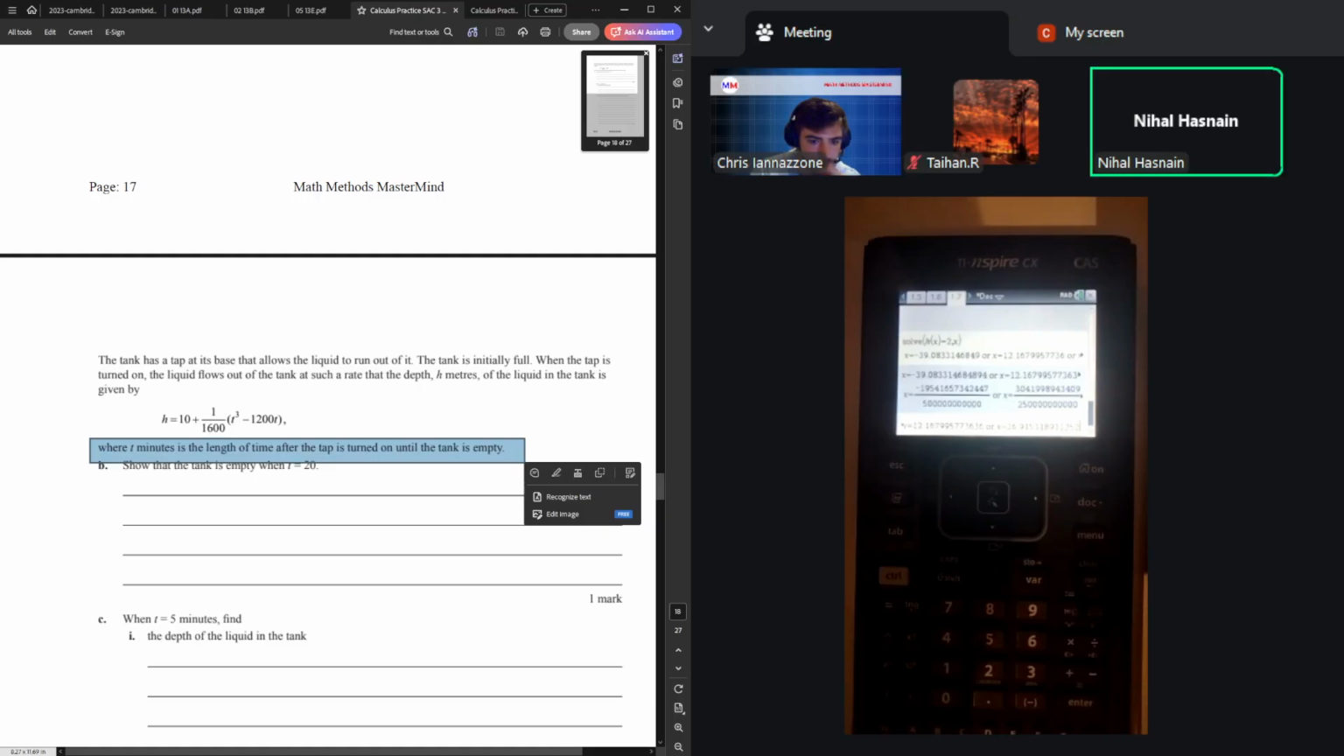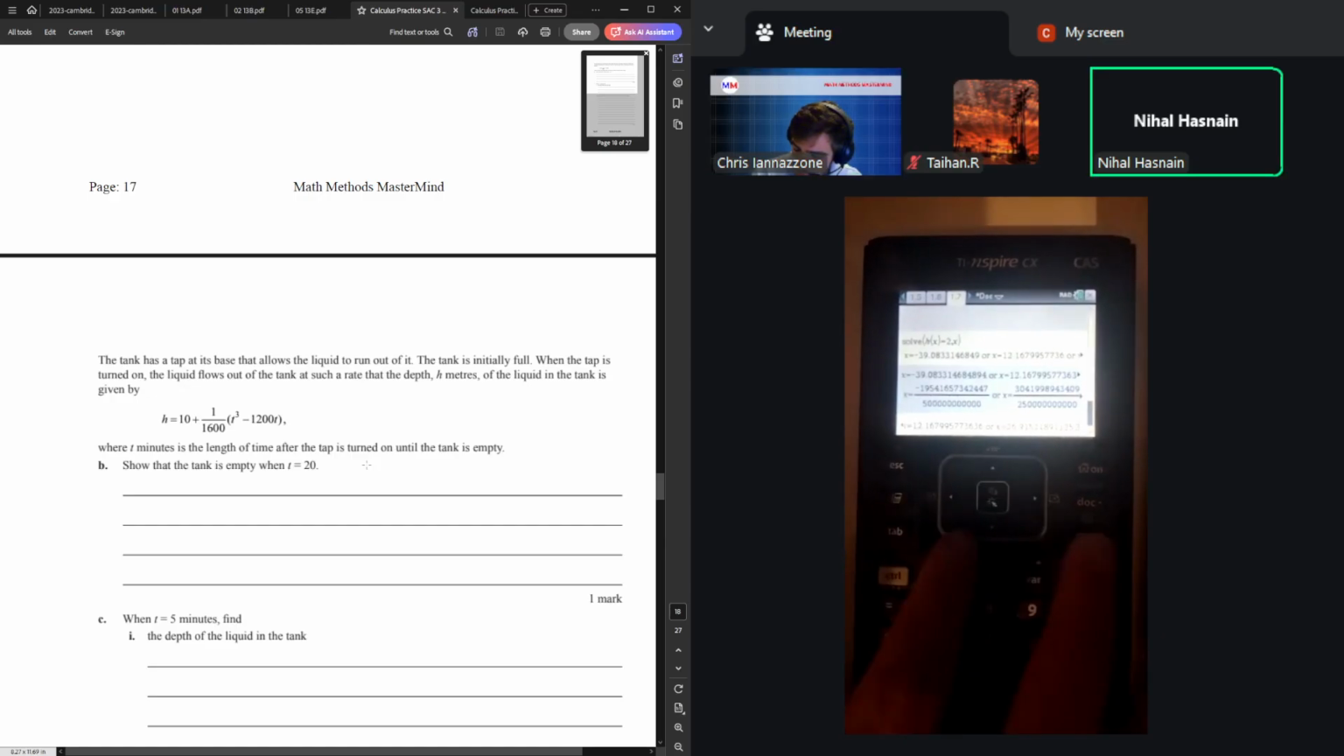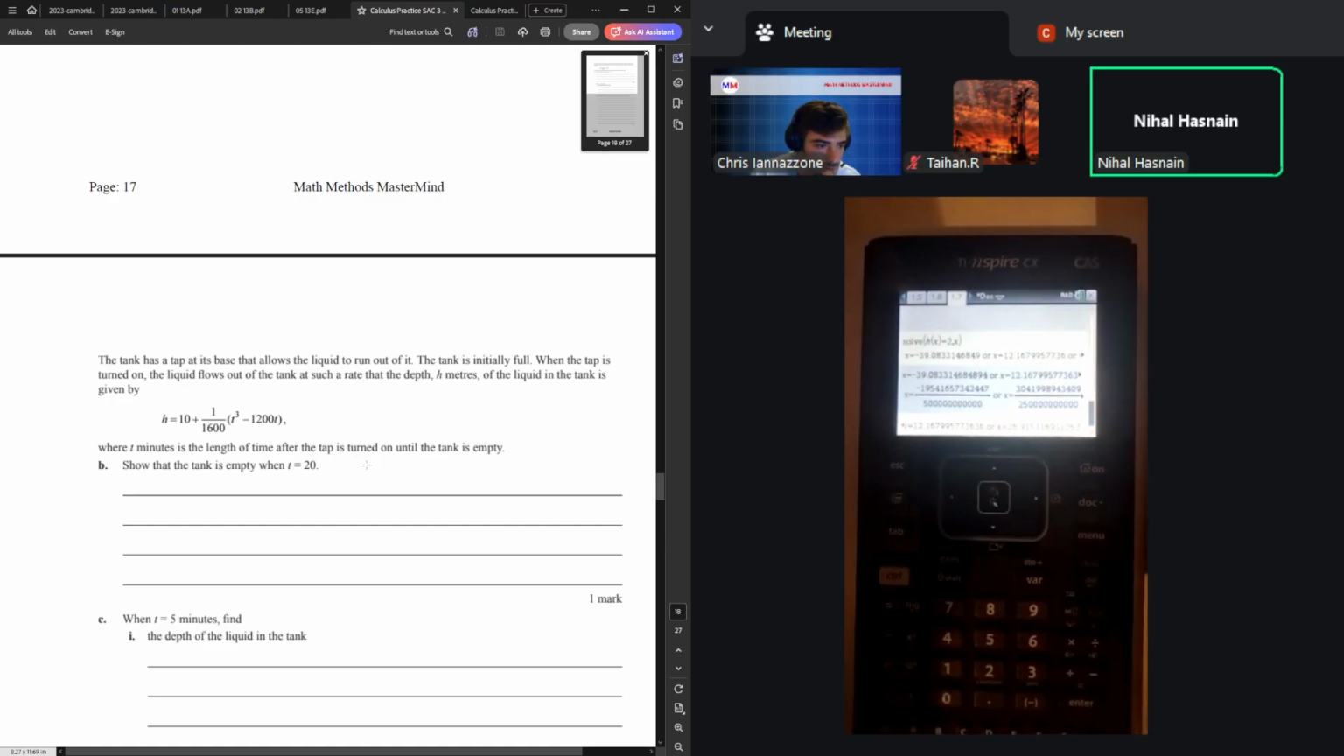Is 12 correct? 12 is correct, yeah. Why is that correct? Because the tank is empty at t equals 20. Well, the tank is empty at t equals 20, absolutely. And because the tank is empty at t equals 20, well, 26, it's no longer running anymore.